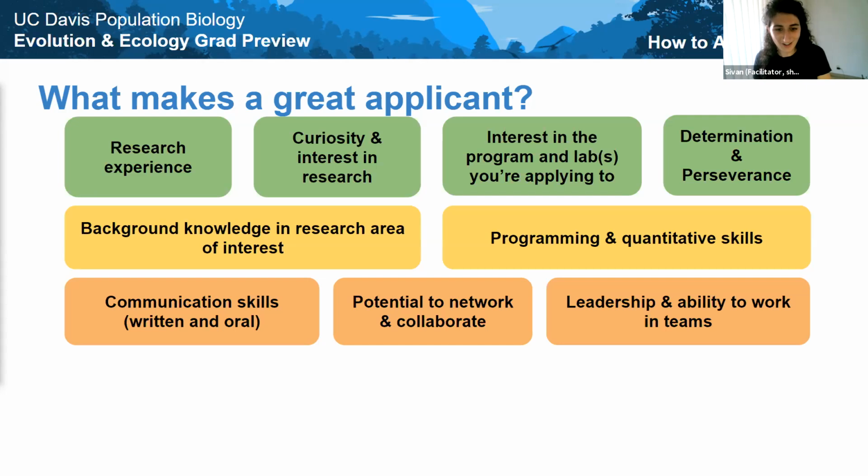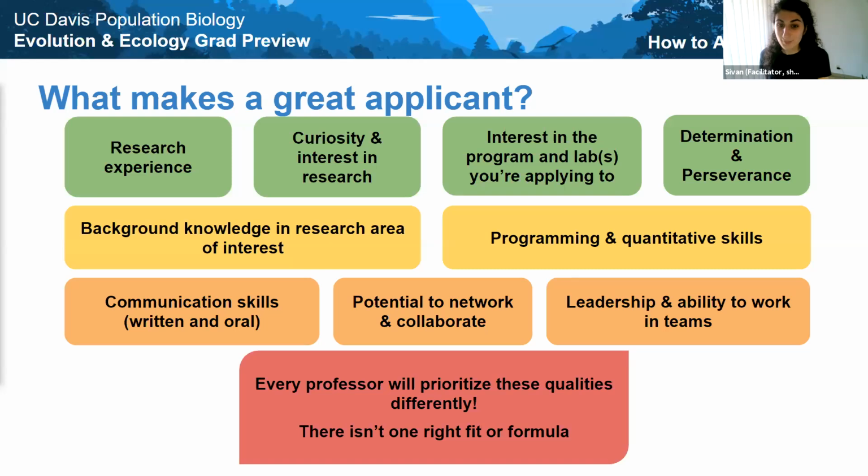Okay, so background knowledge in the research area of interest, programming and quantitative skills, written and oral communication skills, potential to network and collaborate, and leadership and ability to work in teams. So you want to have some strong suits here, but they're not as strongly emphasized because these are things that you're going to get better at in grad school. And so no one expects you to be perfect. There are things you can improve on, but once again, being able to point to these strengths gives them confidence that you'll be a successful grad student.